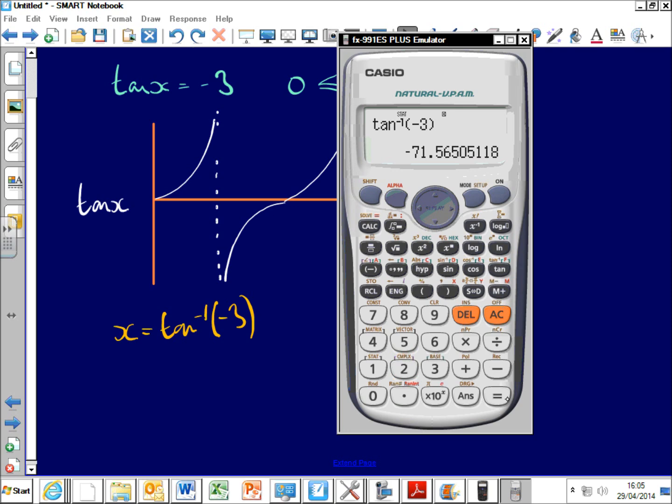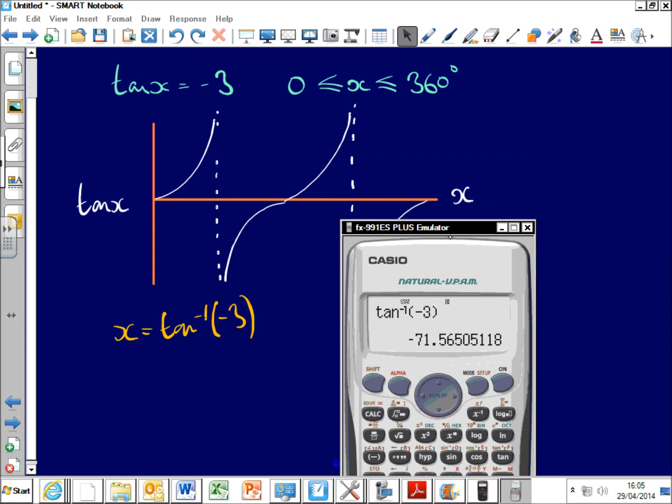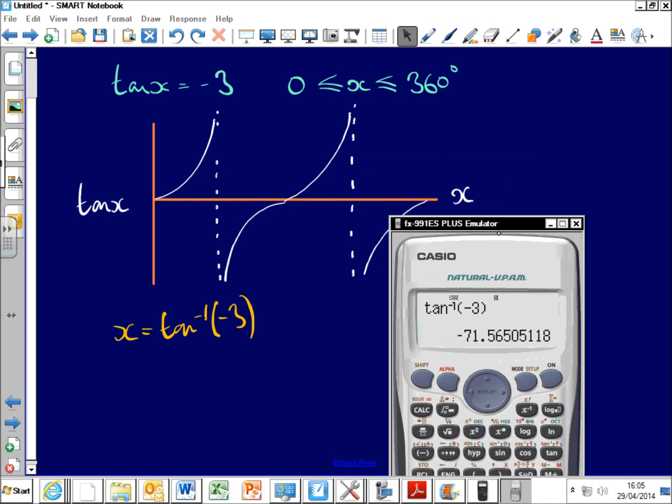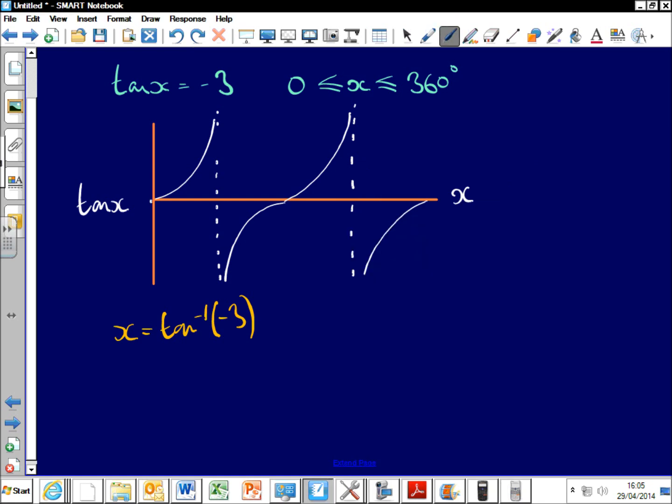Okay, is minus 72 in that range? No. So minus 72 would be like down here somewhere. Do you agree? Somewhere over there. So where's the values in my range? Over here. Let me just draw on this thing. This is 90 degrees here. This is 180. This is 270. This is the tan graph.